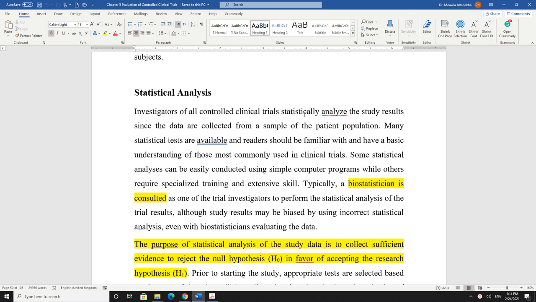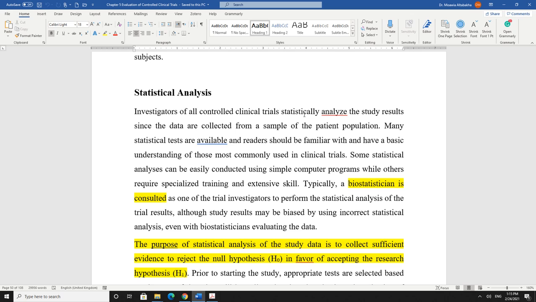Today we will continue part C of chapter 5, and that is regarding controlled clinical trial evaluation. So how we are going to do the evaluation of a clinical trial that has been published. If you remember, in the last part we talked about randomization, number of recruited subjects, blinding.